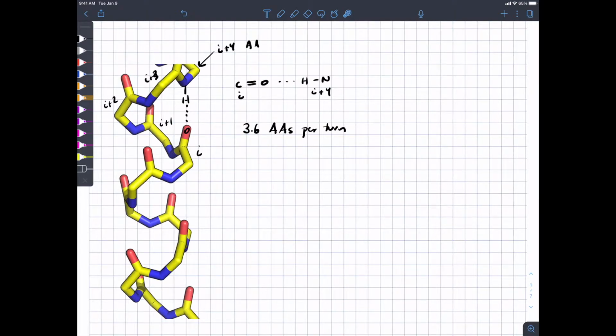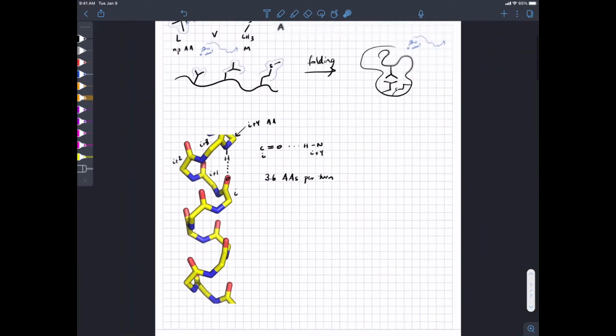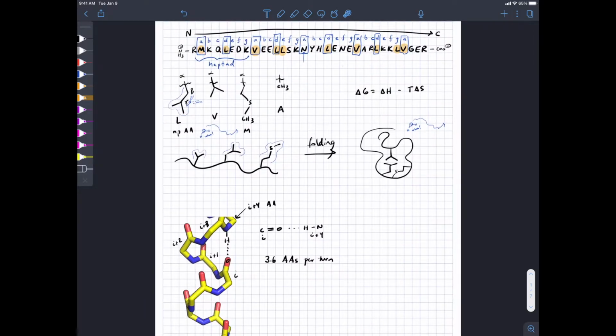And that repeating pattern does a couple of things. First, it places a hydrogen bond between the carbonyl oxygen of the i position residue with the amide proton of the i plus 4 position residue. This is an i to i plus 4 hydrogen bond. And overall, if you count how many amino acids there are per turn of an alpha helix, you come up with the number 3.6, which is somewhat close to half. 3.6 amino acids is somewhat close to halfway through our 7 amino acid sequence.